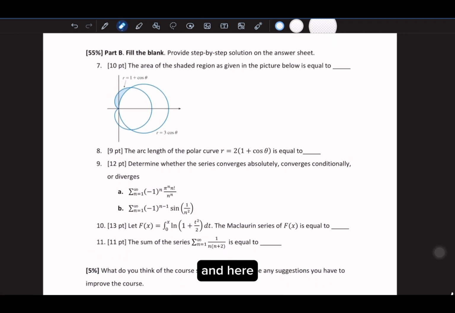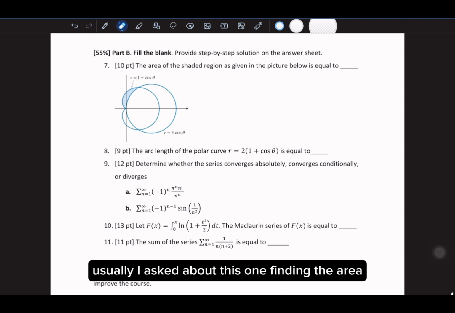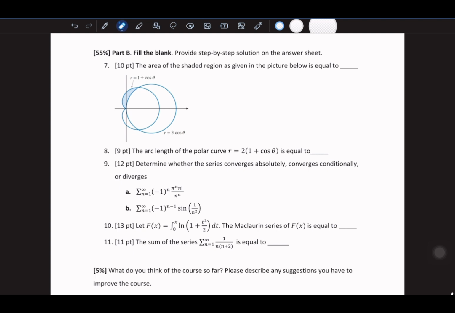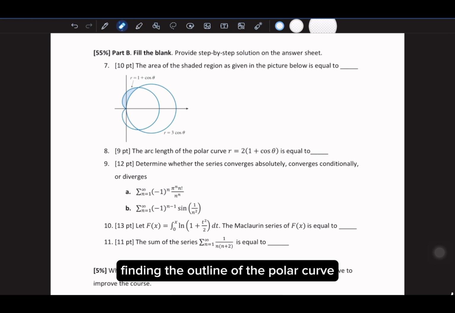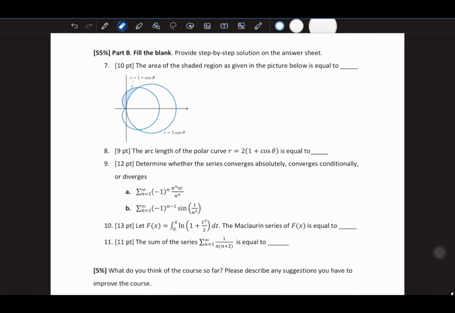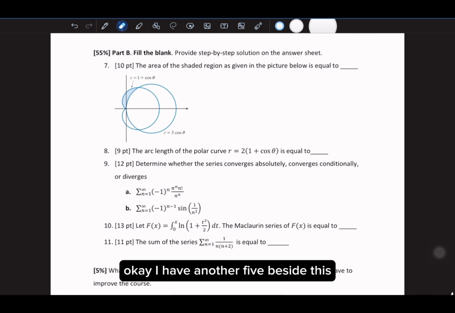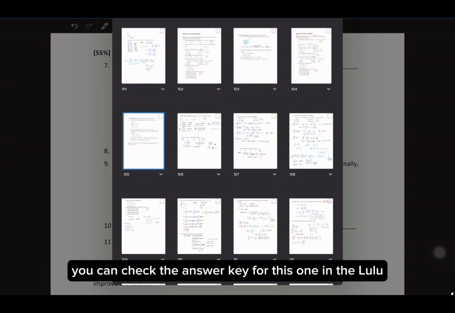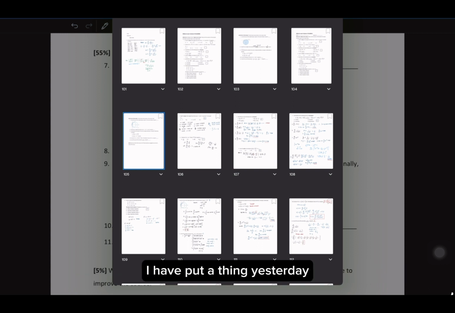And here, usually I ask about this one, finding the area, finding the arc length of the polar curve, and the sum of the series, this one. Okay, I have another type, besides this, so I think we can try that one. You can check the answer key for this one in the Moodle. I have put it, I think, yesterday.